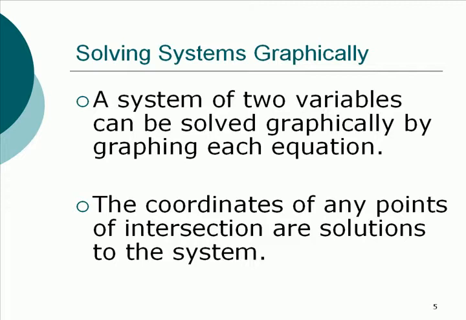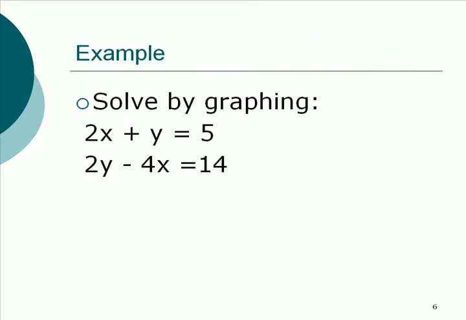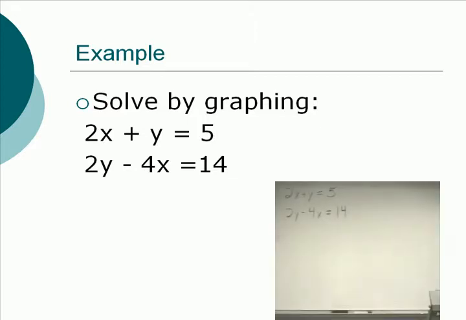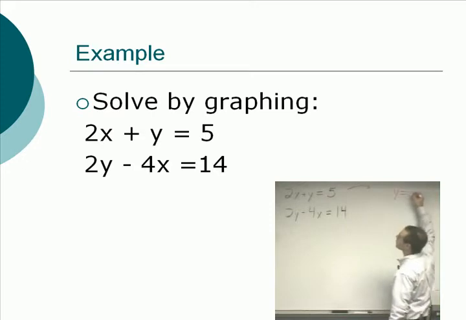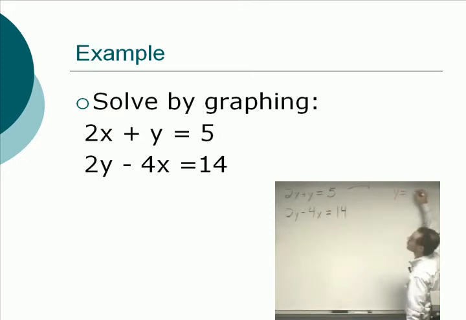Now here's a sample of a system. 2x plus y equals 5, 2y minus 4x equals 14. We want to graph those two equations. Now before we do it, before we can graph those, what do we have to do? You have to solve them for y. The top one, you'll probably agree without too much trouble, is going to become y equals negative 2x plus 5.